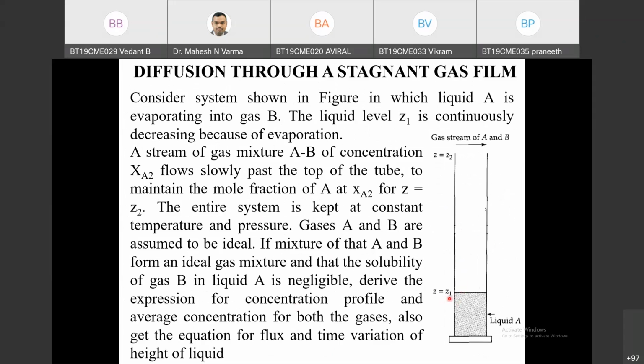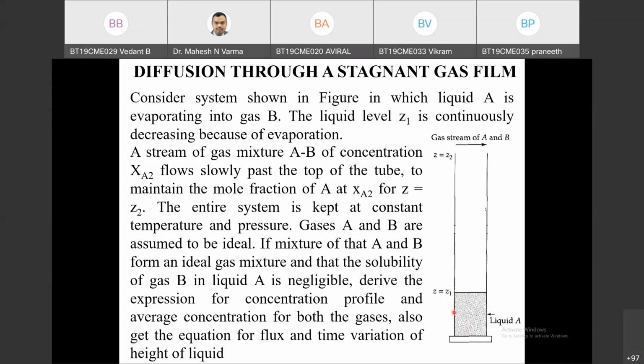Z1 0, Z2 0. Consider the system, same thing, continuously because of evaporation. Z1 is continuously decreasing. In all the previous problems what we have seen is Z1 was constant, and somehow we were giving an input of liquid such that Z1 stayed constant. But in this case, Z1 is continuously decreasing because of evaporation. As Z1 is continuously decreasing, the value of Z1 is changing.